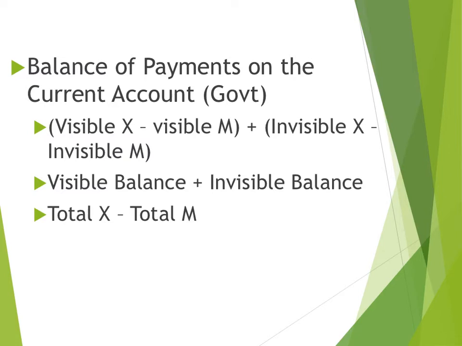Okay, so when we look at the balance of payments on the current account, it's the visible exports minus the visible imports plus the invisible exports minus the invisible imports. And that balance then can be positive or negative. If it's positive, it means that we have a surplus, and if it's negative, it is a deficit.